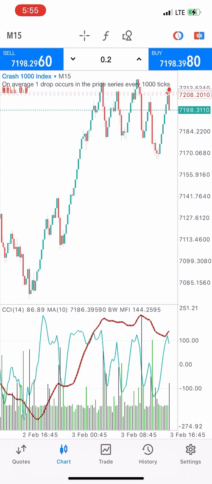Please, guys, please follow the strategy. There is no magic in it. Follow it and you get the results. If you keep on doing the same thing you were doing before, you'll be getting the same results.